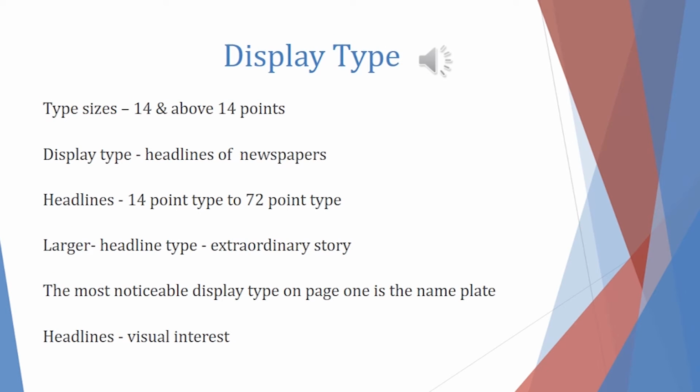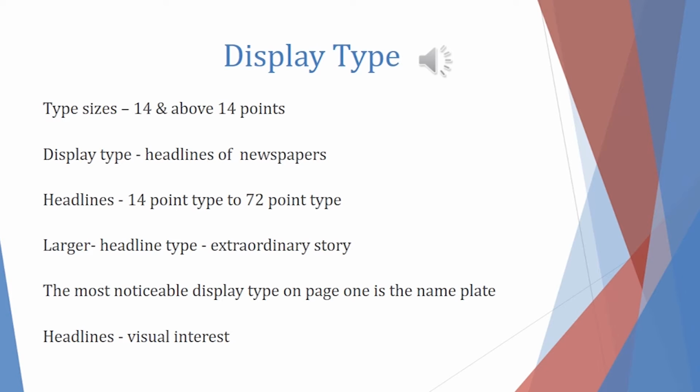We shall now look into the display type. What is a display type? Type sizes of 14 and above 14 point are known as display type. We find the display type in headlines of newspapers. Headlines usually range from 14 point type to 72 point type. At times, when an extraordinary story happens, newspapers use headline types that are larger than 72 point type to indicate the unusualness of the story.